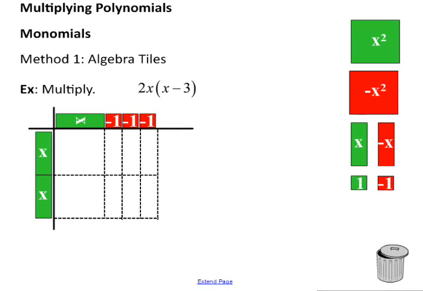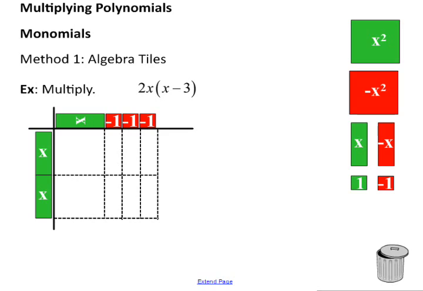Multiplying polynomials. I'm going to show you several different ways to multiply polynomials. One method is we're going to be using algebra tiles. What I want to multiply is 2x times x minus 3.